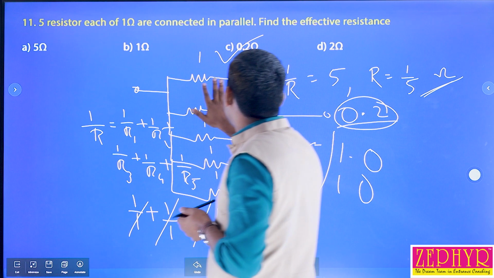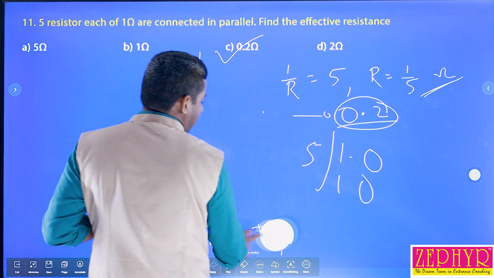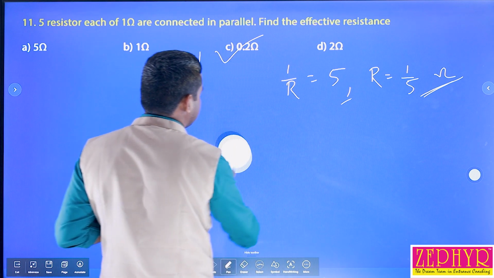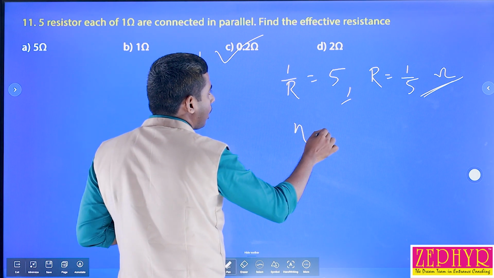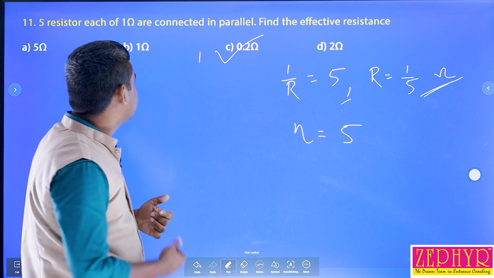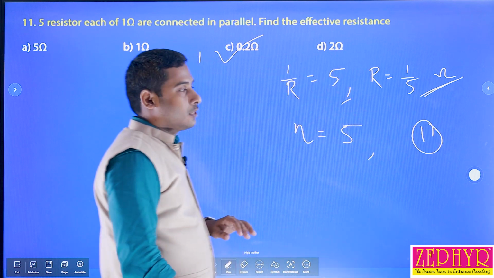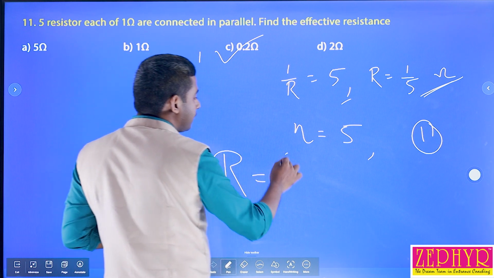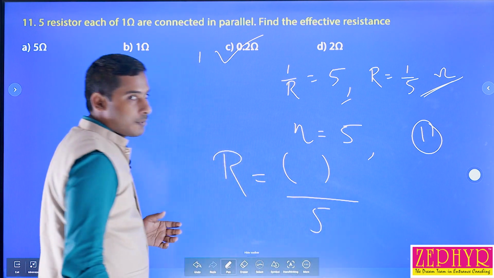One important thing I will explain here, please keep it in your mind. In the given question, they said the number of resistors is 5, right? Then each value is 1. So, we can say the value of the final one will be whatever the individual value they said, divided by the number. Am I correct?